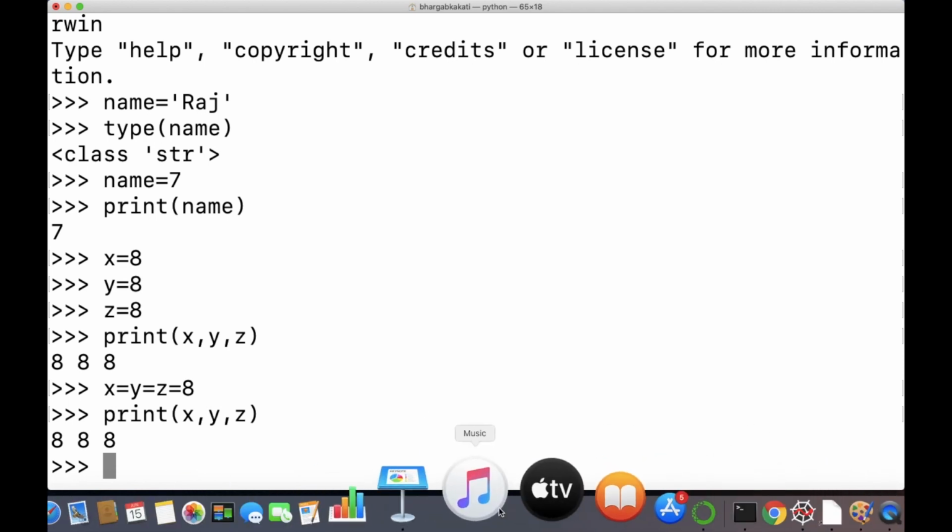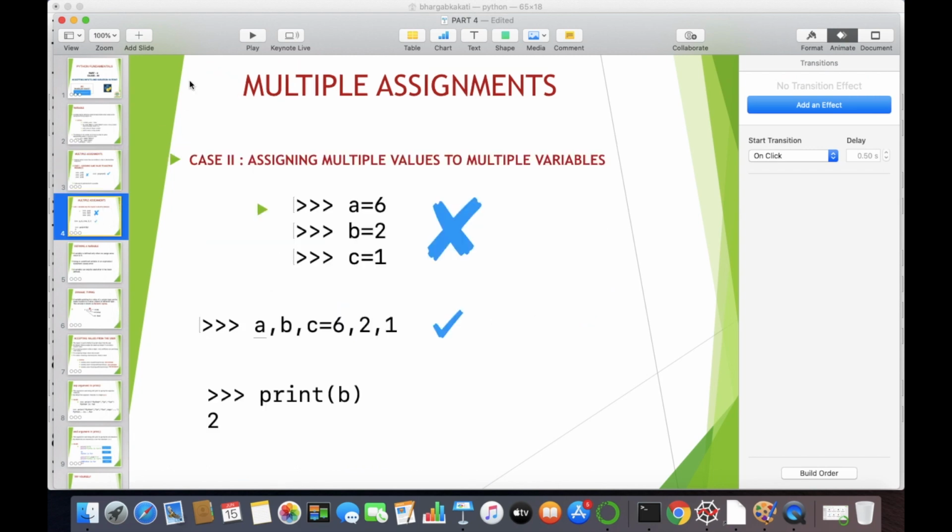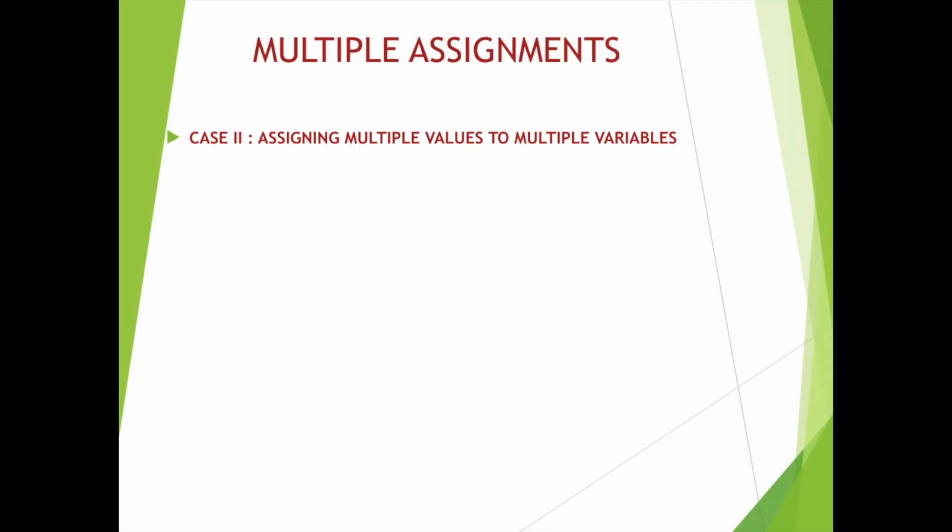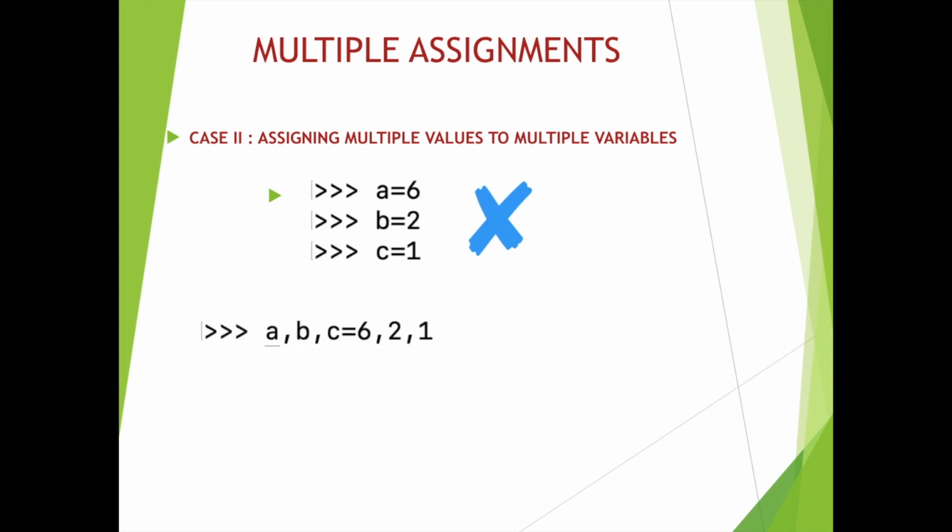Let's go to the next case, which is called case 2. Case 2 deals with assigning multiple values to multiple variables. That means here we'll be dealing with how to assign different values to different variables but at the same time. Now till now we know about this way itself. If I want to assign A, B and C three values 6, 2 and 1, then I can do it in this way, but this is not an efficient way.